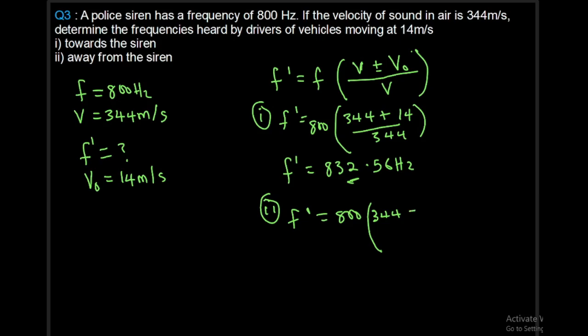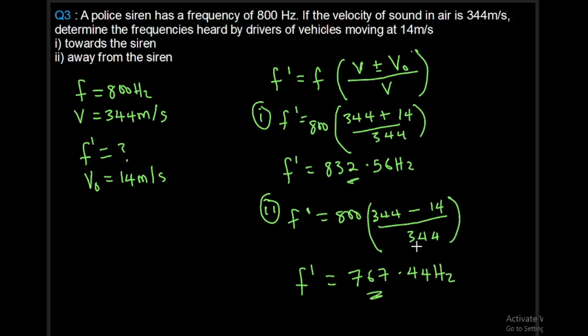So that will give us 344 minus 14, which is the velocity of observer, all over 344. And that will give us the apparent frequency to be equal to 767.44 hertz. So that's our answer to this question.